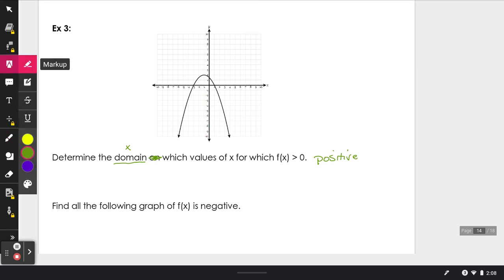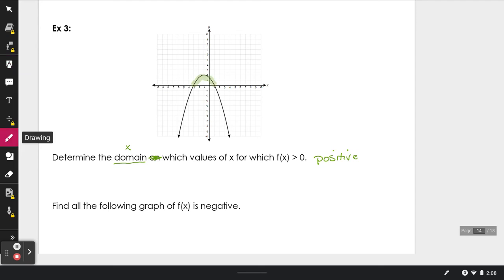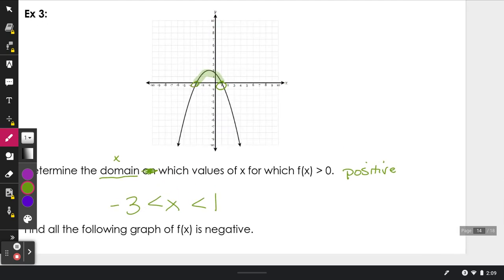All right, so that's going to be this section right here, positive, which we'll write as negative 3 until 1. Yeah, from -3 to 1.